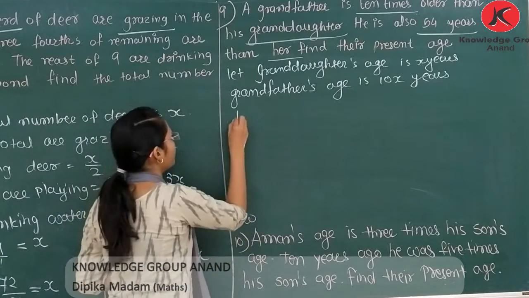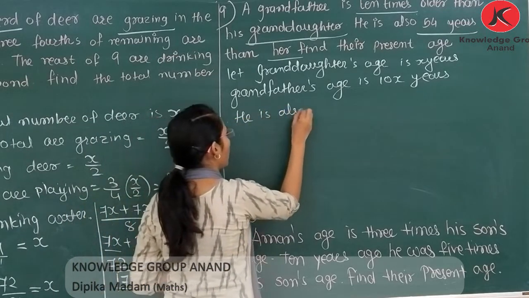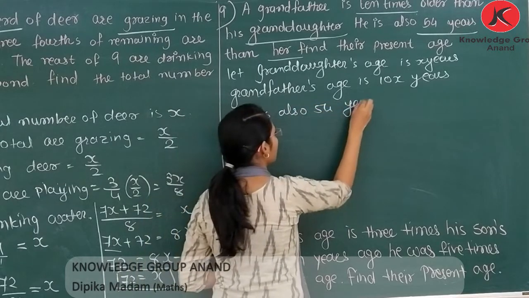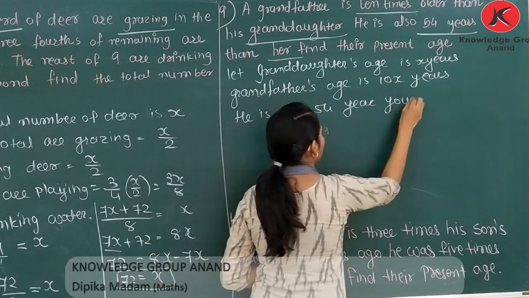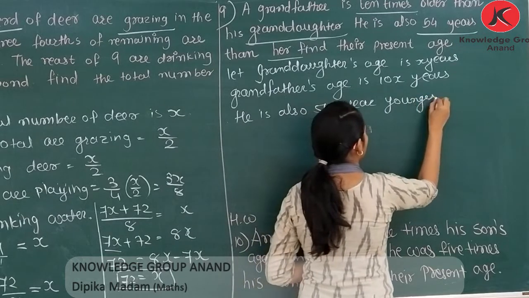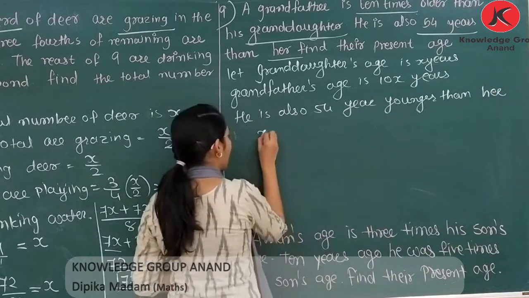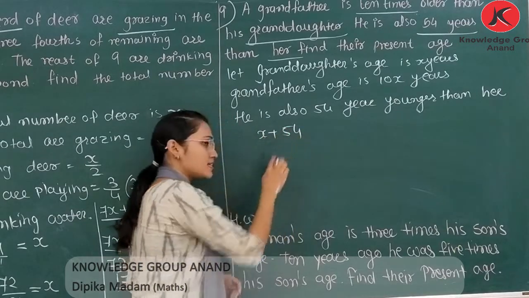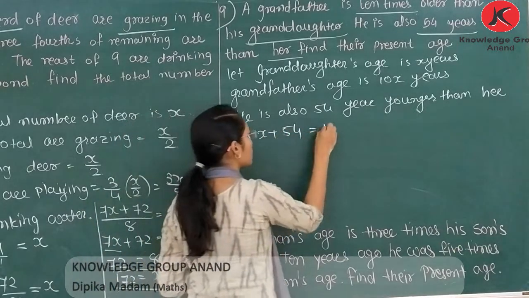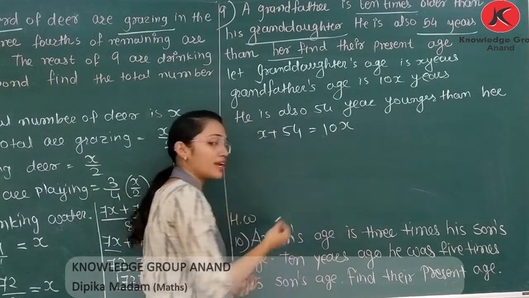So we can write he is also 54 years older than her. So we can write x plus 54, that is the grandfather's age, but it is also equal to 10x, because this is also the grandfather's age.